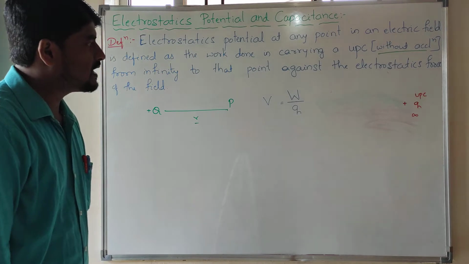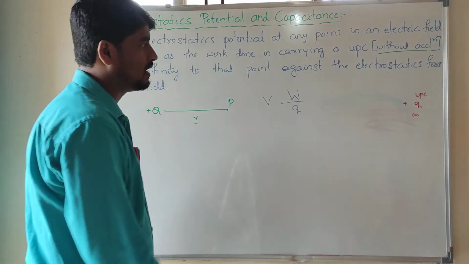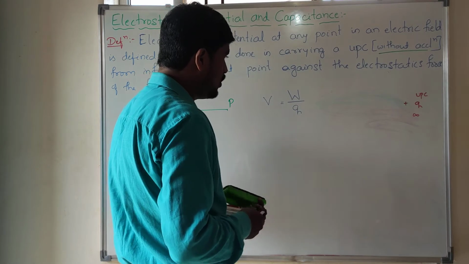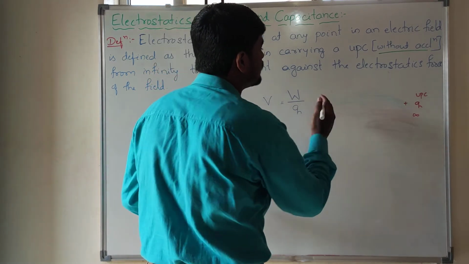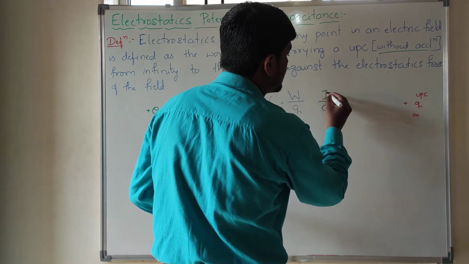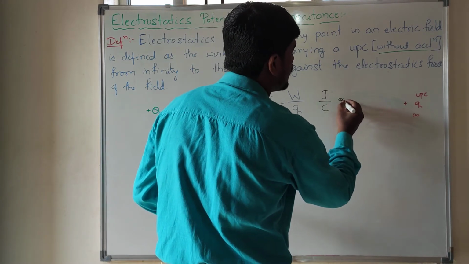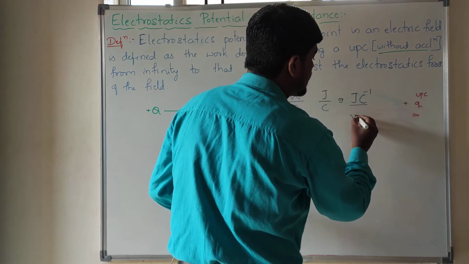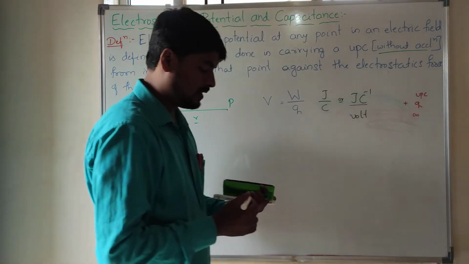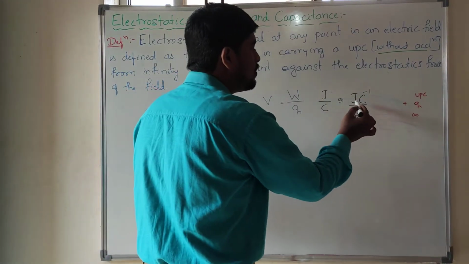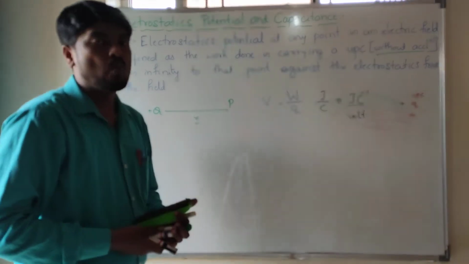And let us write the SI unit of this electrostatic potential. The SI unit of work done is Joule, and the SI unit of charge is Coulomb. So that means Joule per Coulomb. It is also termed by one more word, that is volt. The SI unit of electrostatic potential is Joule per Coulomb or volt.